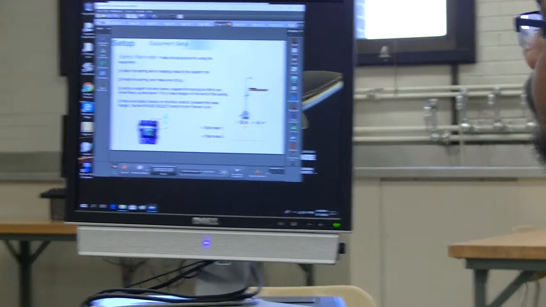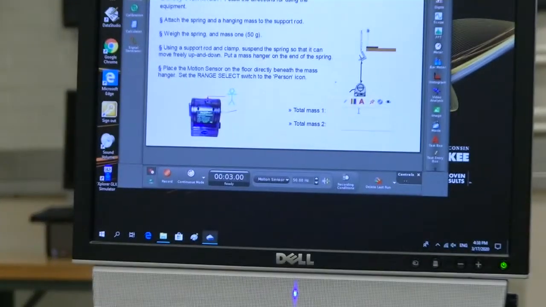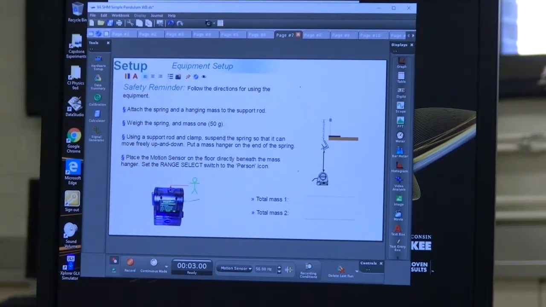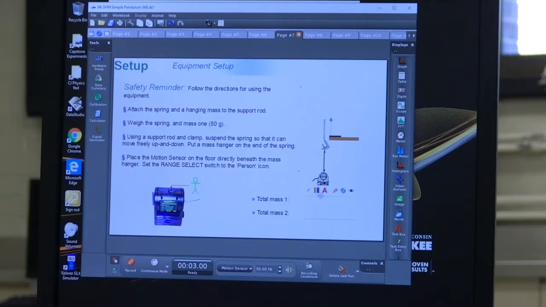The first measurement that we need to do is we need to choose two masses and then measure the period for each of those. And after choosing the masses, we can move forward to measuring the period.